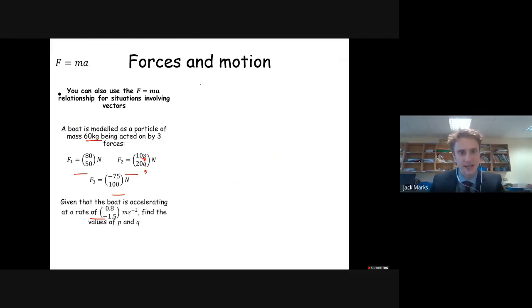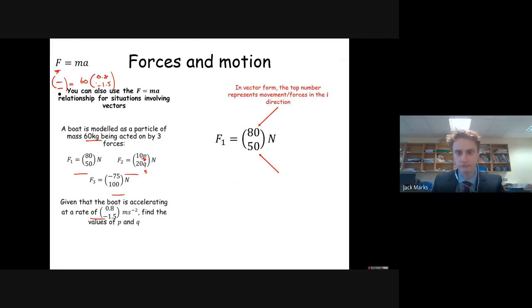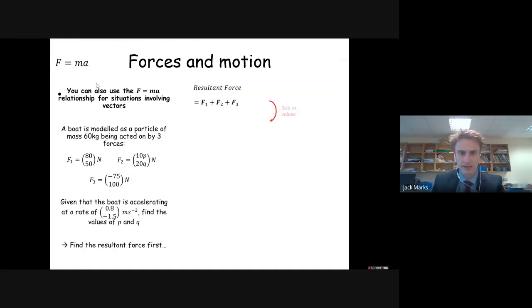So we're going to say that the resultant force, and we're going to do the resultant force for the top number and for the bottom number, is equal to our mass. Our mass will be 60. Our acceleration, well, we've got those numbers as well. 0.8 minus 1.5, and we're going to problem solve this way. So let's take a look. So the resultant force is the same as adding them all together. And if we simplify, our F can be all of this part here.